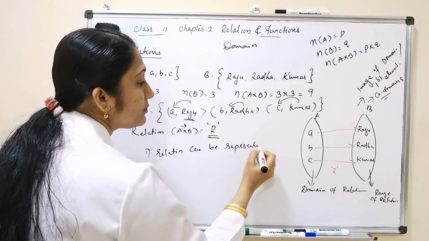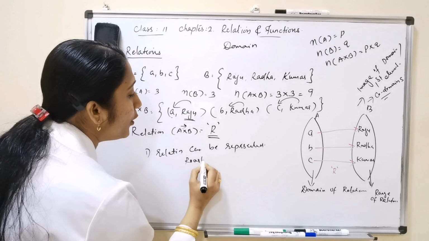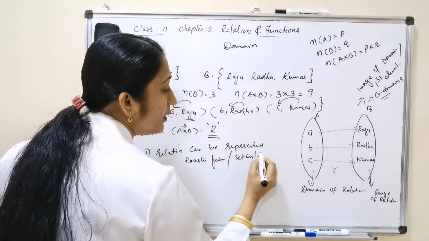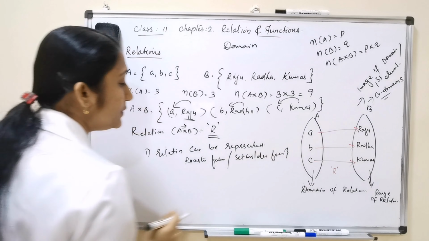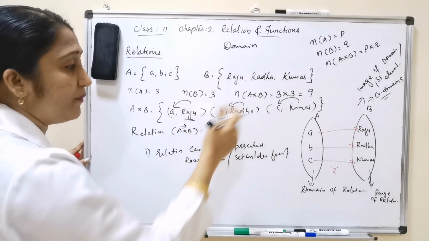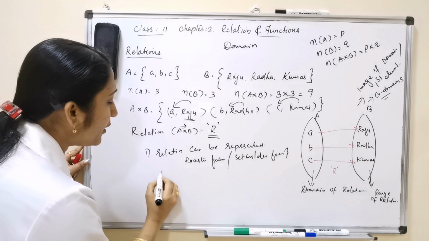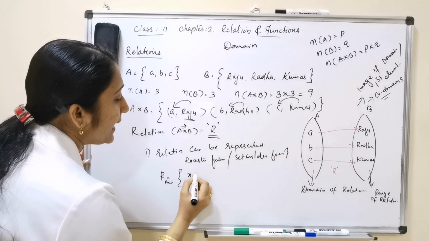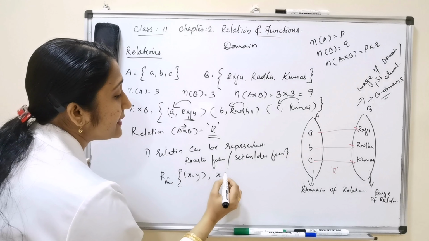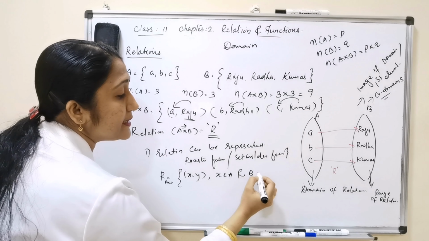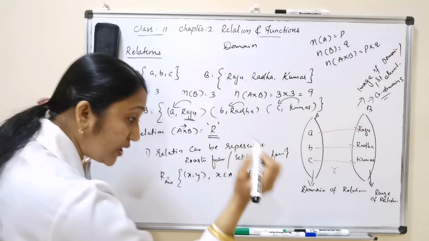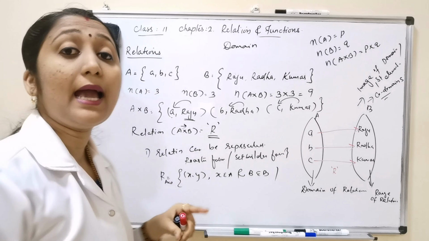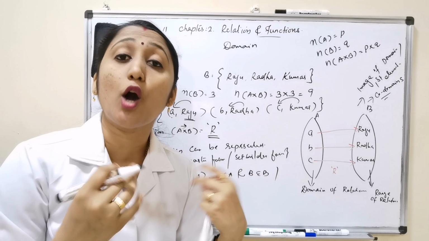Okay. So the relation can be represented through the roster form or set builder form. So this is the roster form. What is the set builder form? Set builder form: relation R equal to the set of (x, y) such that x is an element of A and y is an element of B, such that y is the image of x, or y is the codomain of x.